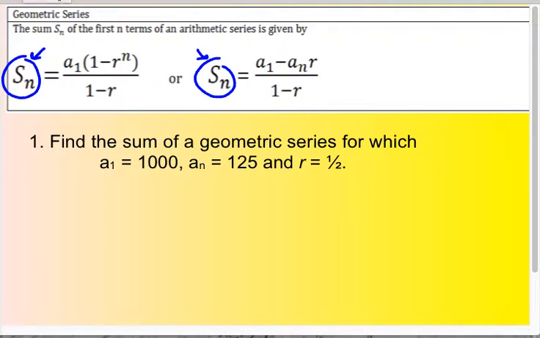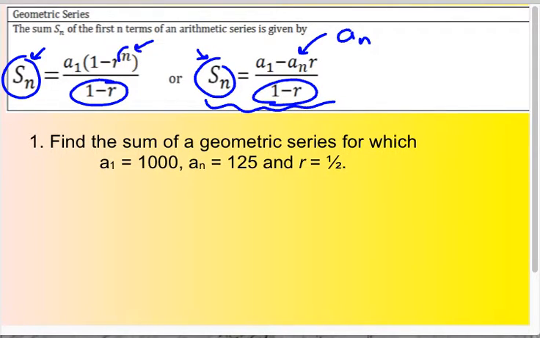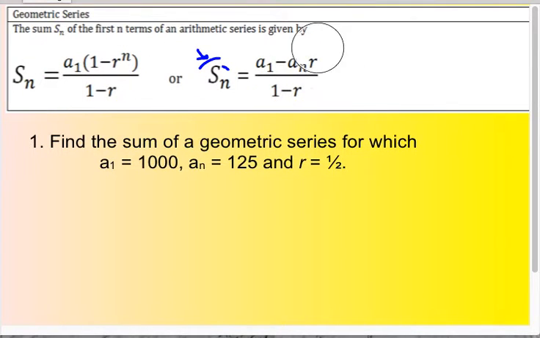You're both dividing by 1 minus r. The biggest difference is this. The second formula here has a sub n. So if you know the last term, you'd probably use this formula right here. This one has r, but it also has n right here as an exponent. So if we know the number of terms, n, then we might use that formula. But these are the 2 formulas we're working with. You can use either one.